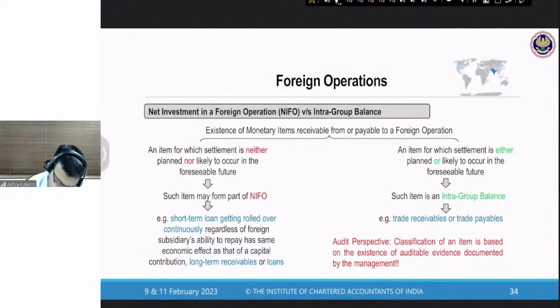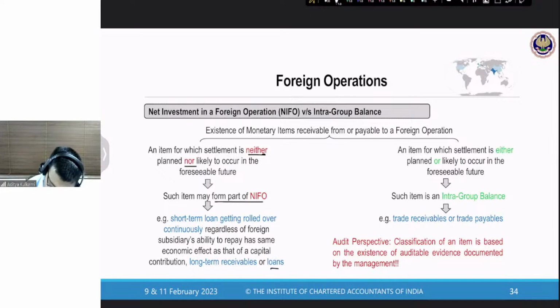So net investment in foreign operation versus intra-group balance, how do I differentiate? An item for which settlement is neither planned nor likely to occur may form part of my NIFO. So for example, a short-term loan getting rolled over continuously, regardless of the subsidiary's ability to repay, has the same effect as that of a capital contribution, long-term receivables or loans. So we call it NIFO.